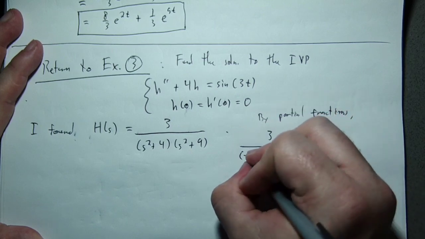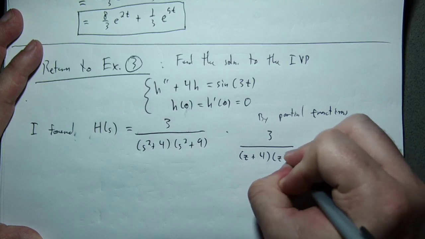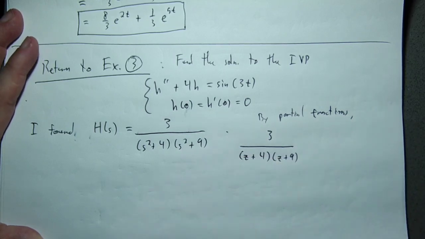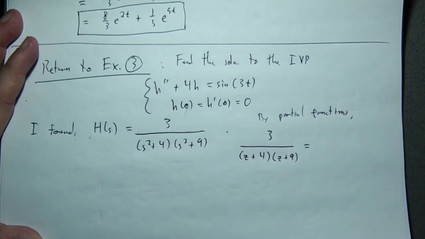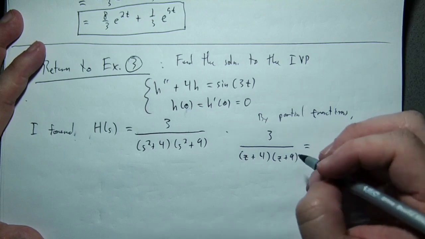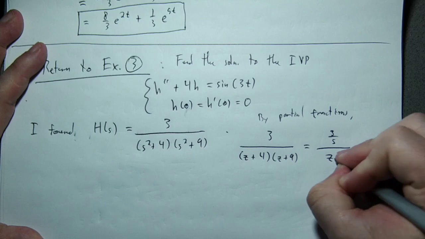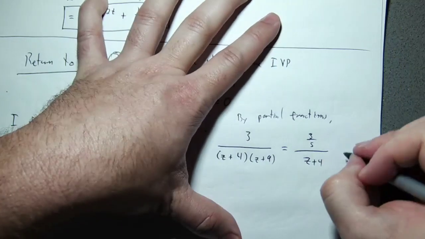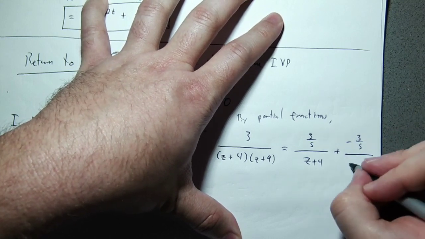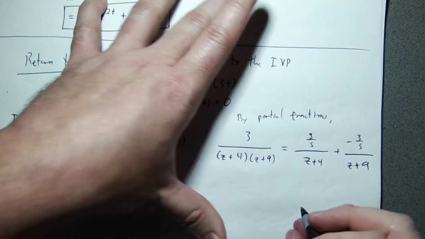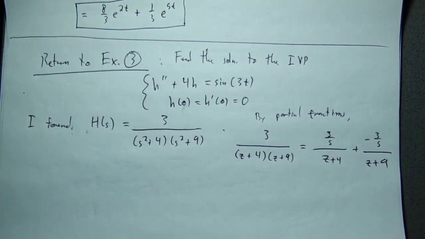In the notes, I think he uses z. So I can view this as 3 over z plus 4, z plus 9. Where, yes, z is s squared, but just formally speaking, I can do partial fractions on this thing. And what I get when I do that is 3/5 over z plus 4 minus 3/5 over z plus 9. Okay. So this is what I get.